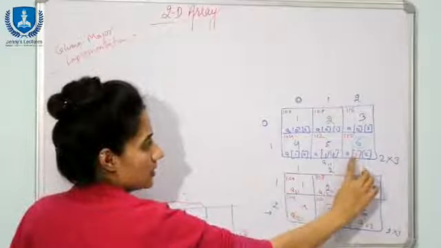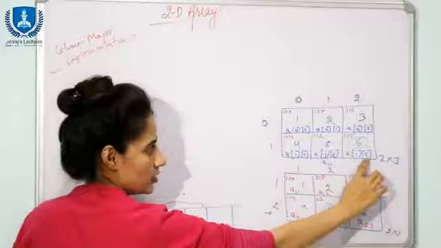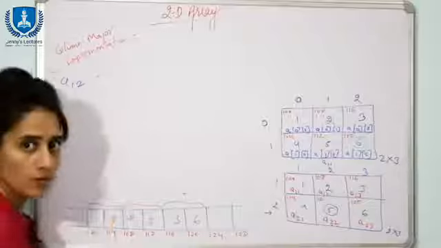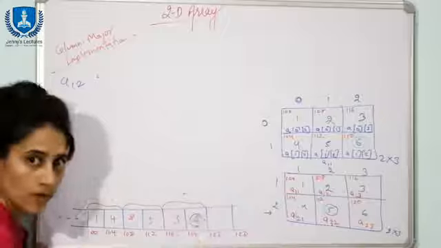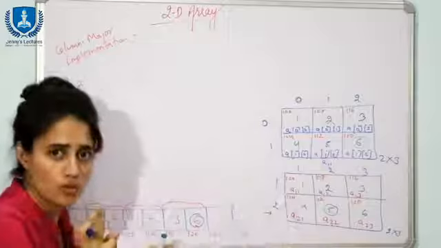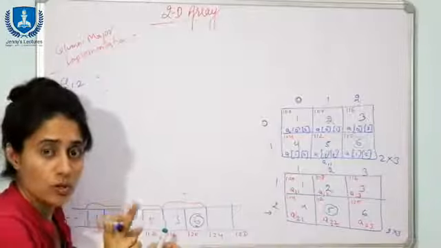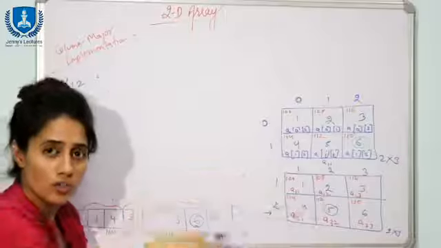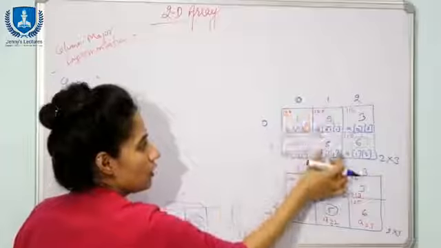See, the element is A12. The index for the row is 1. The index for this column is 2. So I want to access A1,2. Fine. A12 means this one, this 6, right. So now for reaching this element, how many columns do you have to cross? See, here I am discussing this because this array has been stored in column major implementation. So how many columns do you have to cross? In that case, we checked how many rows you have to cross in row major implementation. Fine. So how many columns do you have to cross? 1 and 2, right?